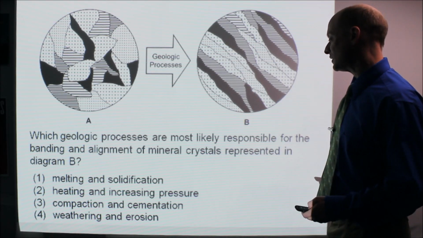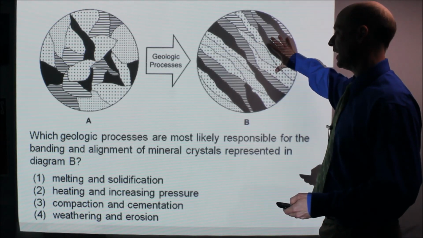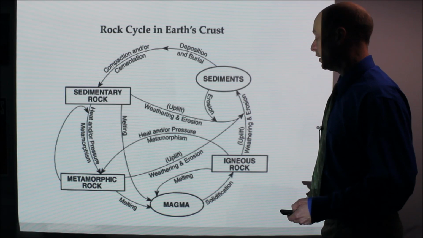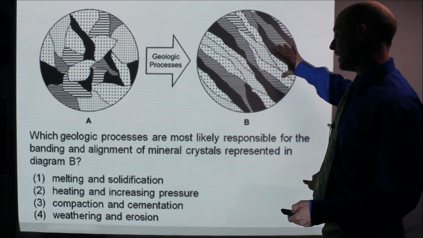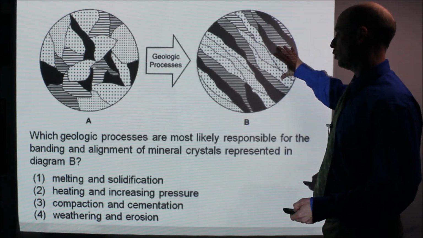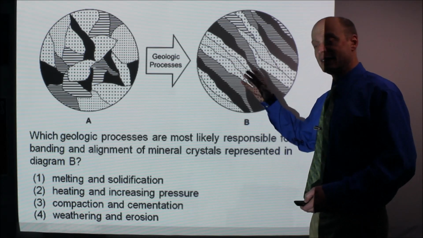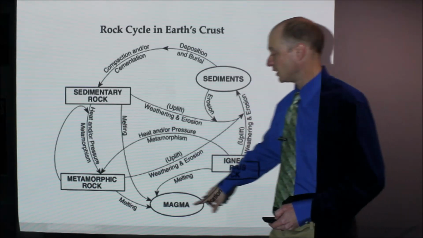Here's another one. Which geologic processes are most likely responsible for the banding and alignment of mineral crystals represented in diagram B? Geologic processes. So let's go here. And so this is what? It's alignment of minerals. You have to recognize this to be a metamorphic rock. It doesn't tell you, but the banding and alignment, you have to know in your head that that's a metamorphic rock. So you're looking for processes that form a metamorphic rock. And so you're looking at metamorphic rock here.